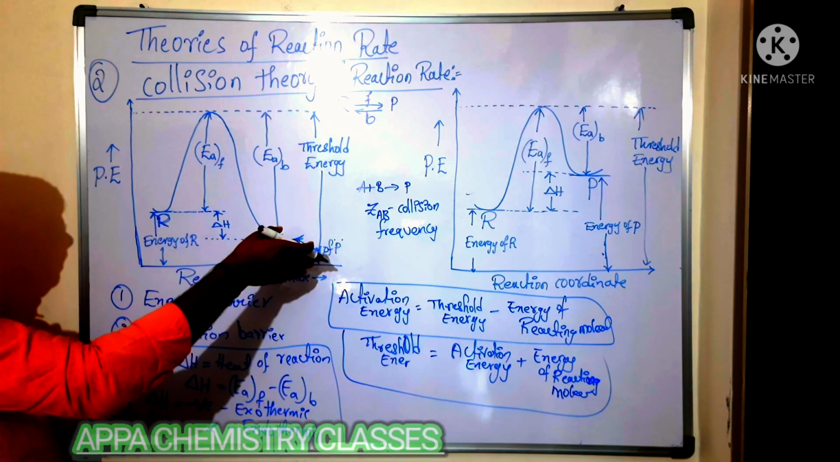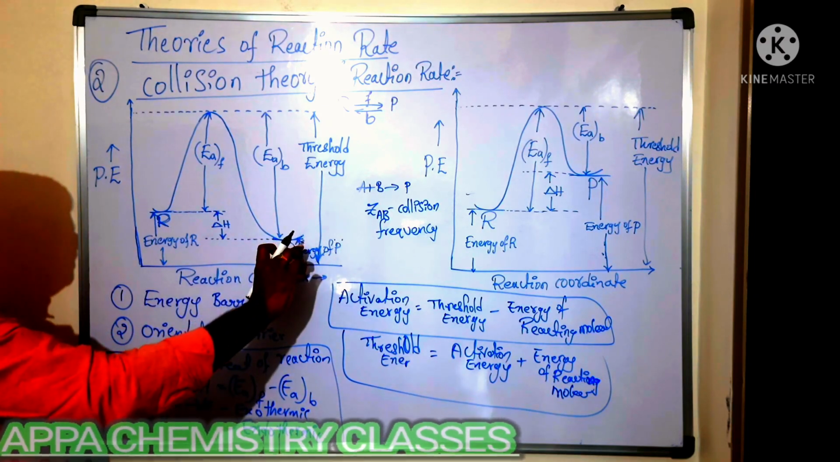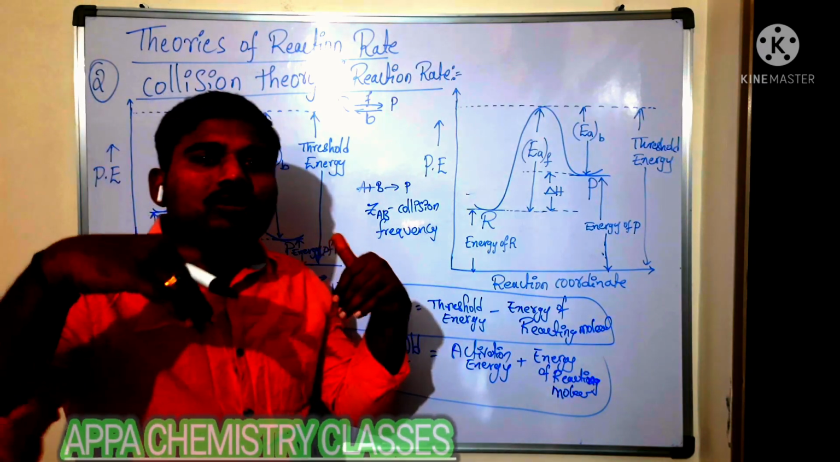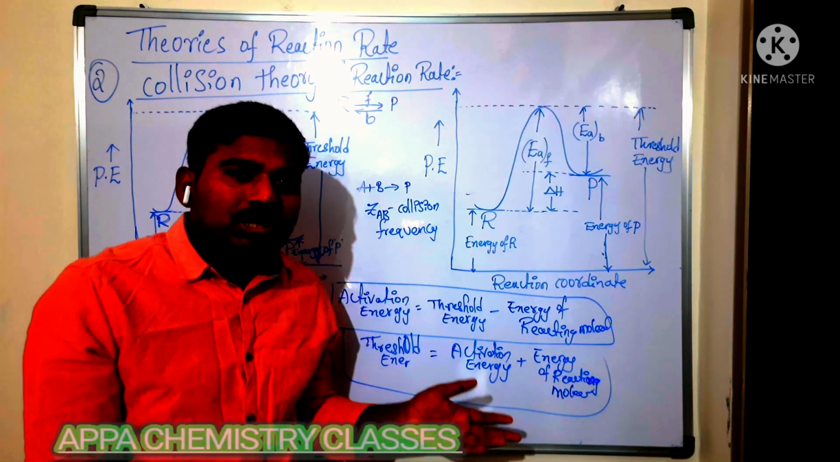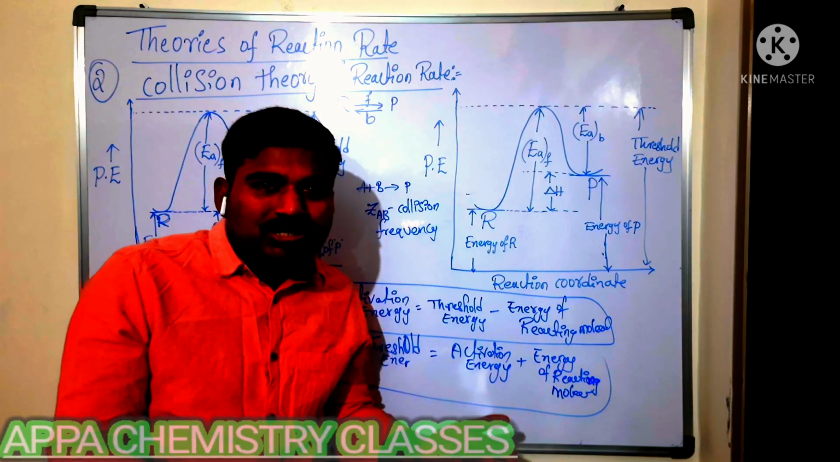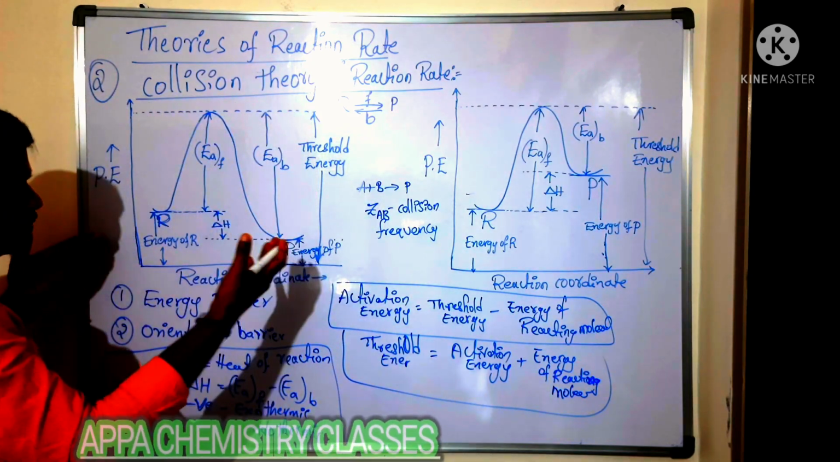Activation energy of backward is more. Simply you see the products are having the least energy. When the products have the least energy, when the reacting molecule completely loses the energy, then it will form a stable molecule. Molecules which are having lower energy are having more stability. So these are having the least energy. It is more stable.